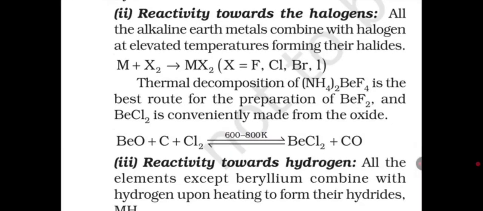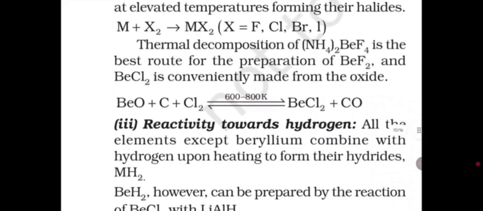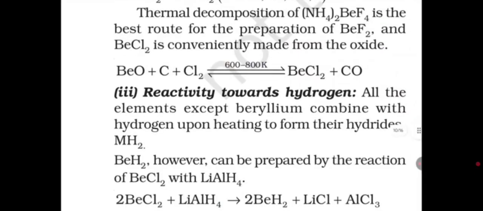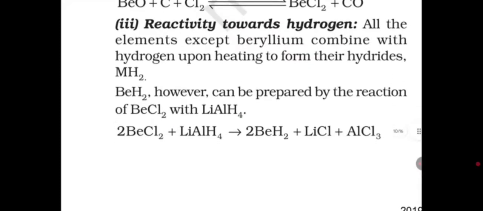All the alkaline earth metals combine with halogens at elevated temperature forming their halides: M + X2 gives MX2, where the halogen can be fluorine, chlorine, bromine, or iodine. Thermal decomposition of (NH4)2BeF4 is the best route for the preparation of BeF2, and BeCl2 is conventionally made from the oxide. The reaction is BeO + C + Cl2 at 600 to 800 Kelvin gives BeCl2 + CO.